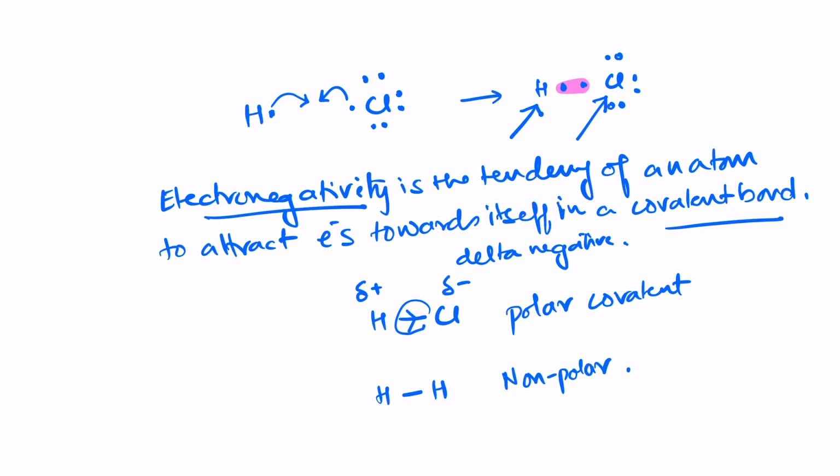Now, the question arises, how would you know, or where should you draw the line between appreciably different electronegativity and not appreciably different electronegativity? How would you know if the electronegativity difference between the two atoms is big enough to make it a polar covalent bond, or not big enough, making it a non-polar covalent bond? And for that, let me show you 3 different rules.